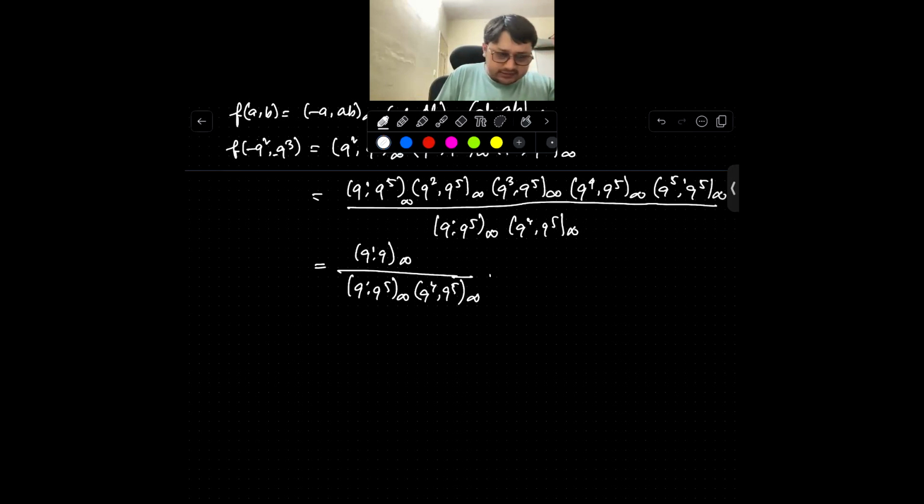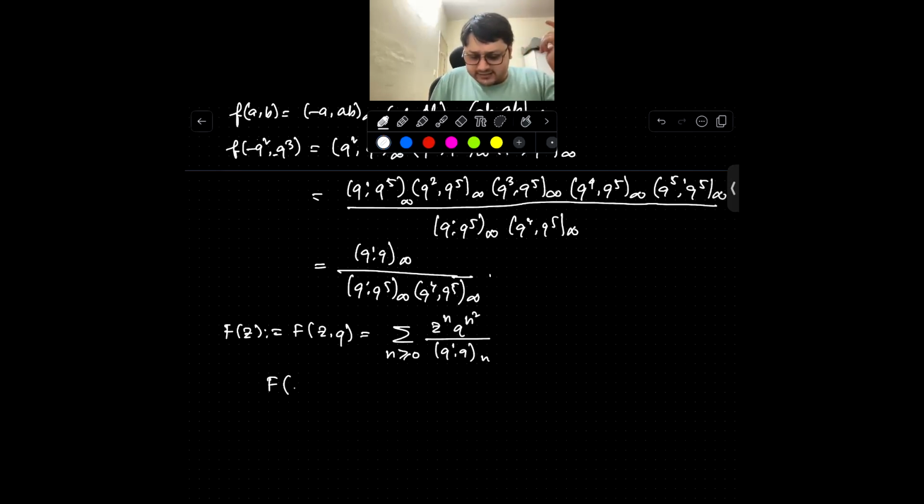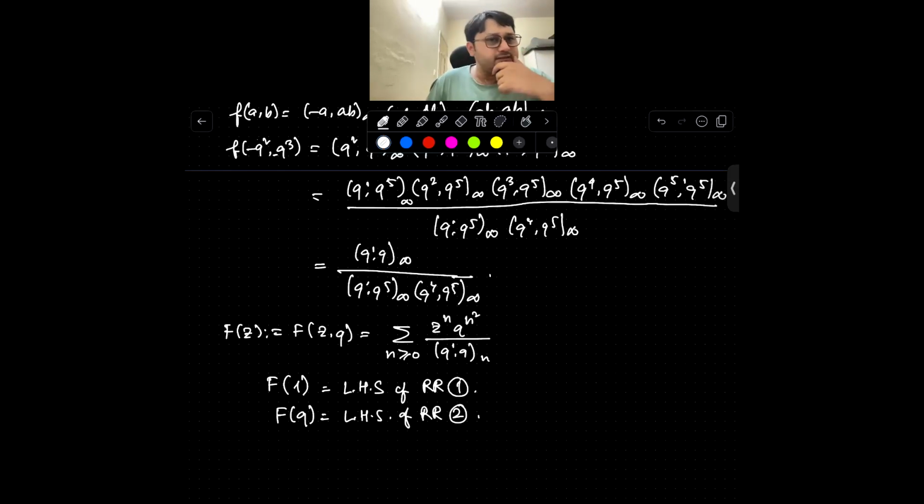So let's denote by, say, f(z) to be f of zq, and this is a two variable expression in z and q. But the interesting thing is that if I set z equal to 1, then this is actually the left hand side of the first Rogers-Ramanujan identity. And if I set z equal to q, then this is the left hand side of the second Rogers-Ramanujan identity. So f(z) is basically in some disguise giving us both the Rogers-Ramanujan identities.